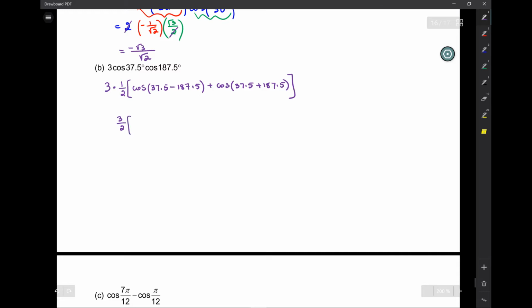It's negative 150. Okay, some more action here. Negative 150 plus 225. Do we agree that it's 225? Yes? Are we agreeing?